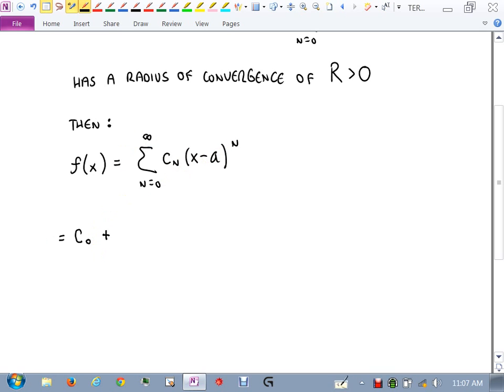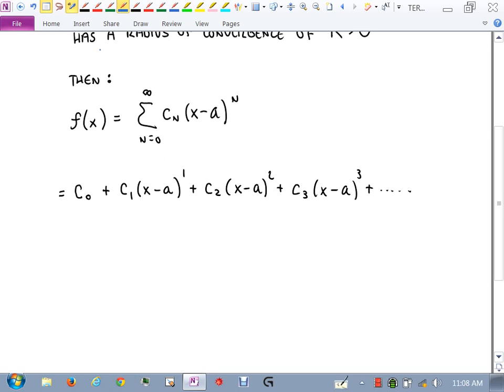Then we have, let n be 1, c sub 1, then x minus a to the first power. Then plus c sub 2, x minus a squared, plus c sub 3, x minus a to the third, and so on and so forth, right? That's what the original power series is, right? So what I'm interested in now is what would the derivative of that be? What would f prime be? So I'm writing that down.